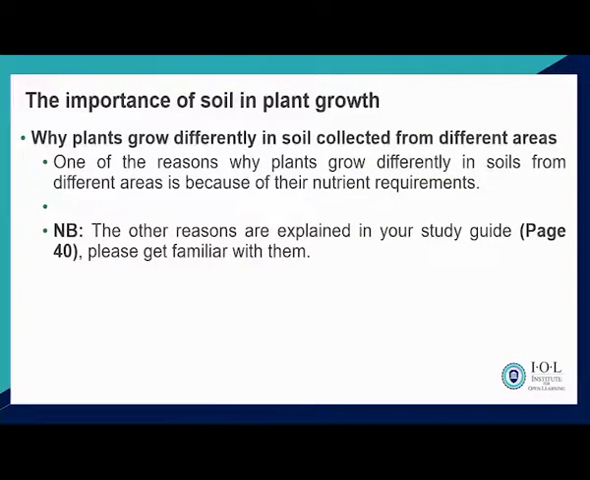Continuing, you'd find that plants will grow differently in soils collected from different areas. One of the reasons for this phenomenon is their nutrient requirements. Different plants have different nutrient requirements, and different soils also have different amounts of nutrients. This and some other reasons are well explained in your study guide on page 40. Please do get familiar with those reasons on page 40 of your study guide.